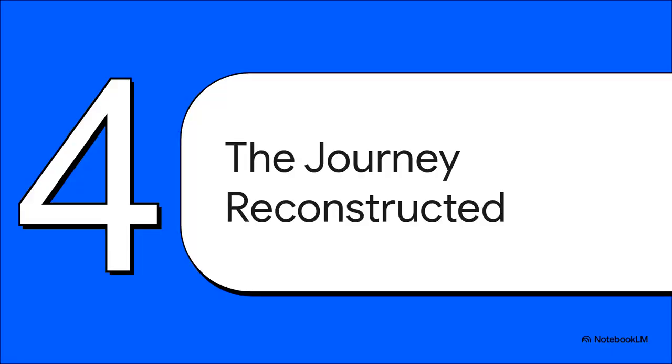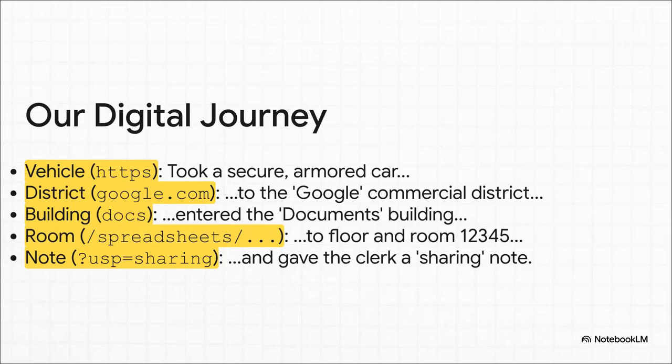Okay, we've taken it all apart. Now for the fun part. Let's put all those pieces back together and see the entire journey from start to finish. So let's recap the whole story. We hopped in our secure armored vehicle, which is HTTPS. We drove to the google.com district and went to the docs building, entering through secure gate 443. Once inside, we followed the path straight to the spreadsheets floor to room number 12345. And when we got there, we handed the server a little note that said usp equals sharing. See? Every single part has a job, guiding our browser with perfect precision.